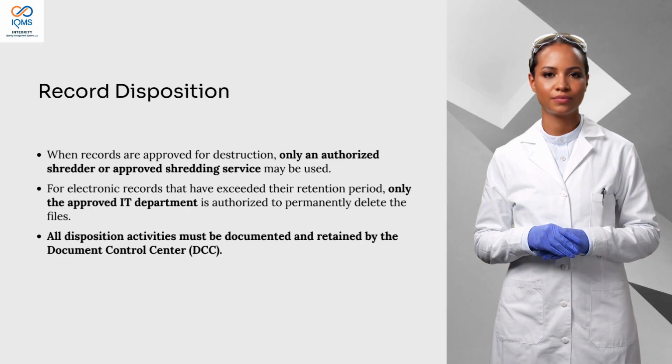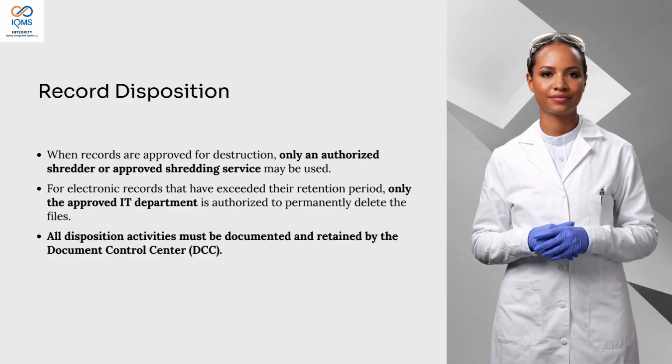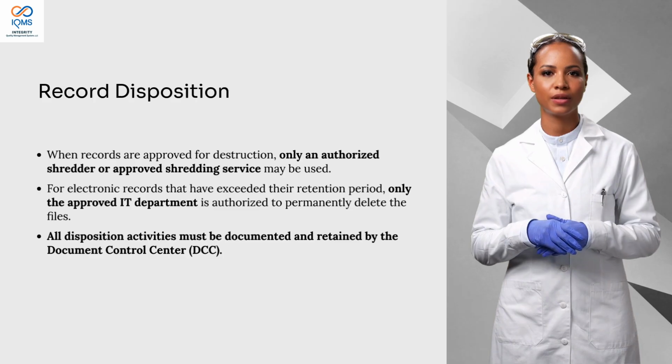Record disposition. When records are approved for destruction, only an authorized shredder or approved shredding service may be used. For electronic records that have exceeded their retention period, only the approved IT department is authorized to permanently delete the files. All disposition activities must be documented and retained by the Document Control Center, DCC.